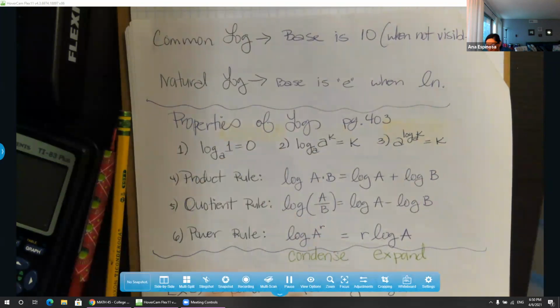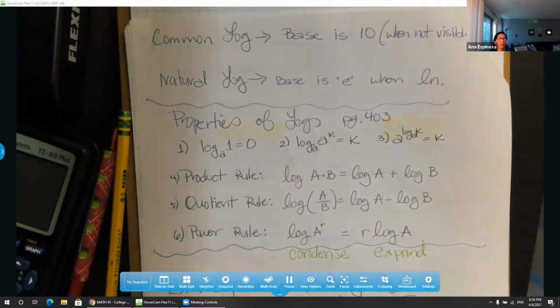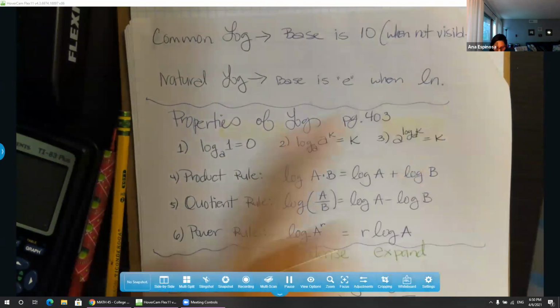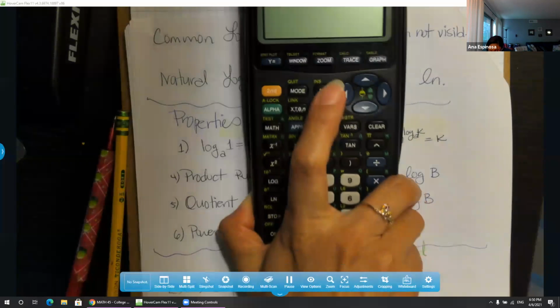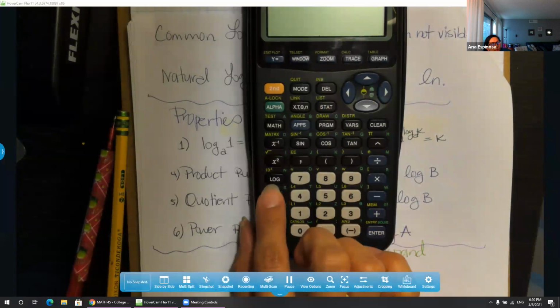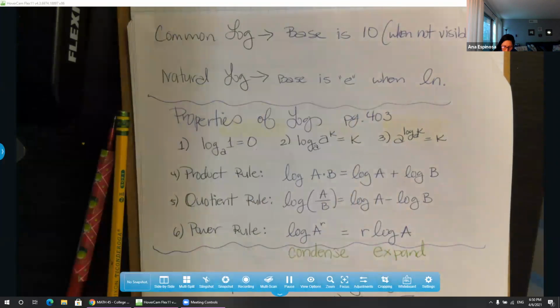Common log is when you have a base of 10. When it's not visible, it would be a base of 10. When you see an ln, ln is the base of e. Log, notice, log is the base of 10. That's going to be helpful later on.